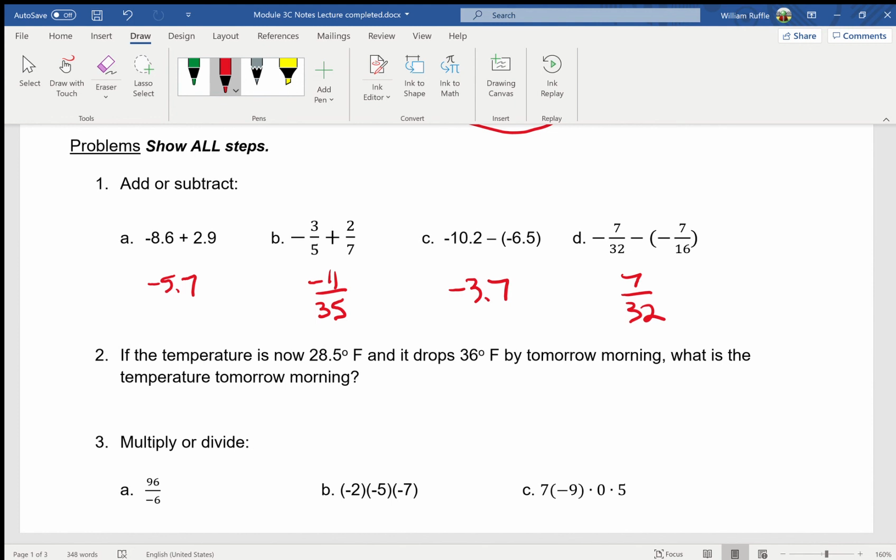All right, so if the temperature is now 28.5 degrees Fahrenheit and it drops 36 degrees Fahrenheit by tomorrow morning, what is the temperature tomorrow morning? Well, if we had a simpler question, if it was 70 degrees out and it dropped 5 degrees, the new temperature would be 65 degrees. All you're doing is subtracting. This time, though, 28.5 minus 36 will give us a negative number. So it is negative 7.5 degrees Fahrenheit.